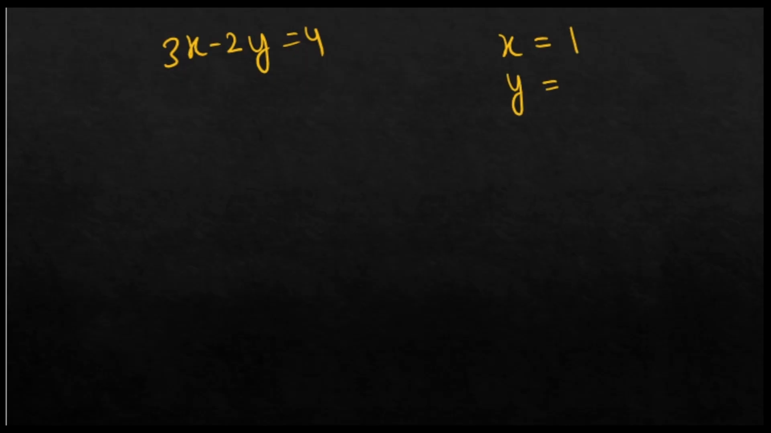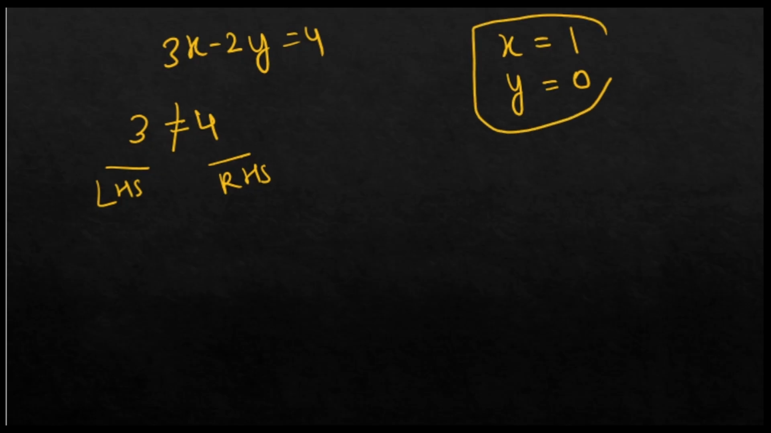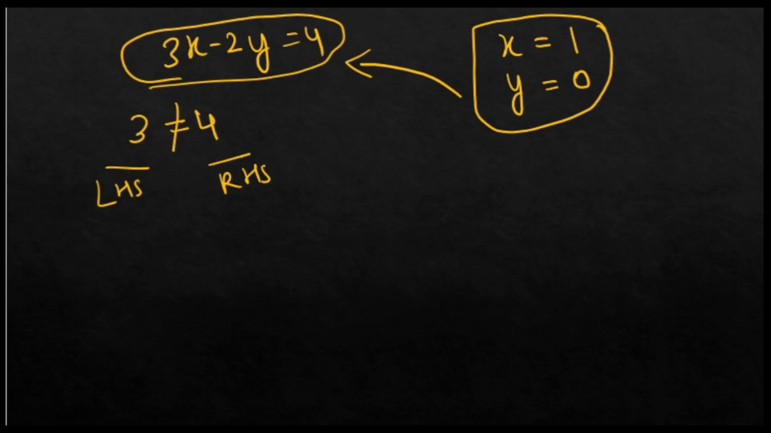And suppose I assign other values to this equation, what will happen? Suppose x is equal to 1 and y is equal to 0. Let's see what happens. Then the left hand side is 3 and the right hand side is 4, which is not equal. So this is a pair of values that is not a solution of this linear equation. And what is the meaning of being a solution, or not being a solution?